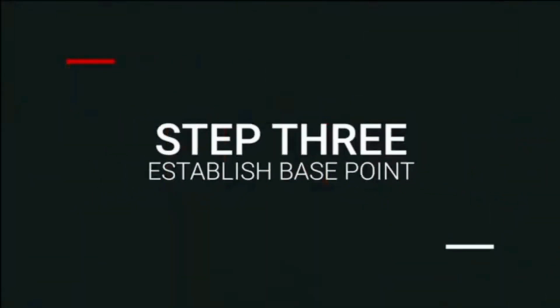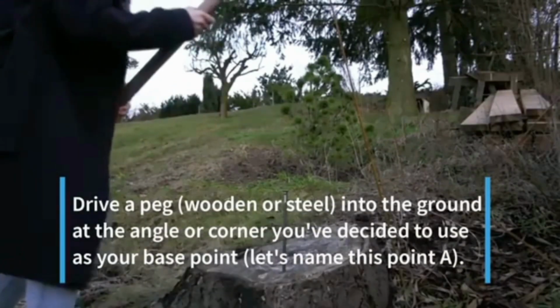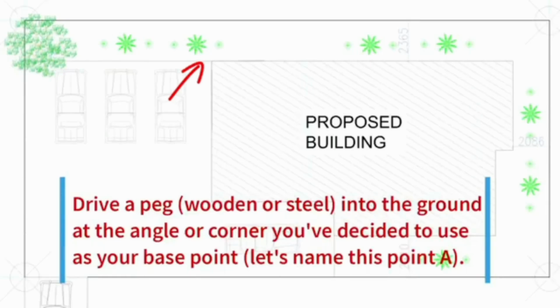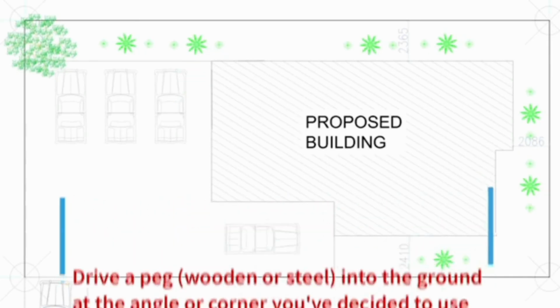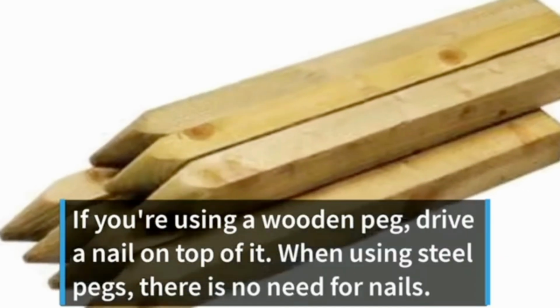Step 3. Establish base point. Choose one of the building's corners you want to start with. Drive a peg, wooden or steel, into the ground at the angle or corner you've decided to use as your base point. Let's name this point A. If you're using a wooden peg, drive a nail on top of it. When using steel pegs, there is no need for nails.